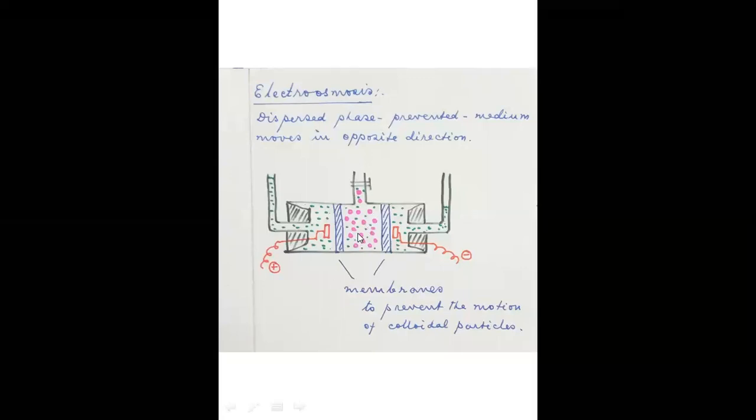So if the colloidal particles move towards a negatively charged electrode, then the dispersion medium will move towards the positively charged electrode. Then you can see the dispersion medium has a risen level on the positively charged electrode, and the level is down on the negative side. So this is called electroosmosis. When the dispersed phase is prevented from movement, the dispersion medium moves in the opposite direction, opposite to that which the colloidal particles would have normally taken.